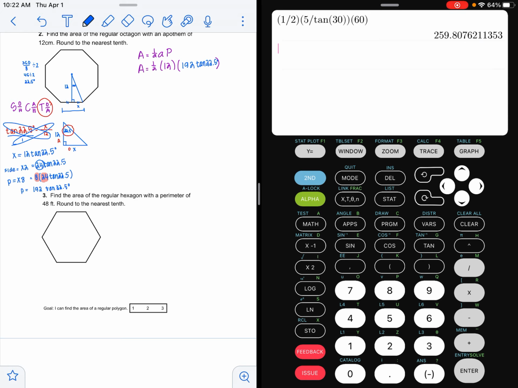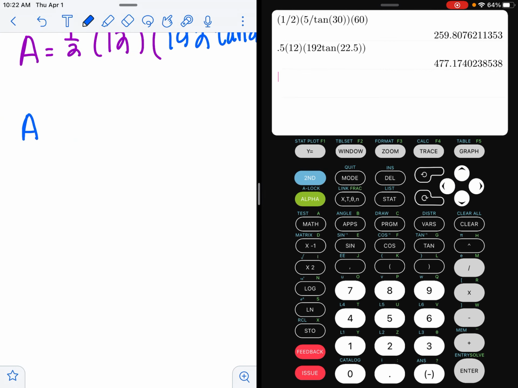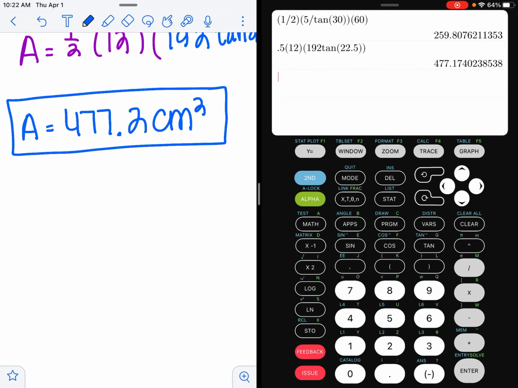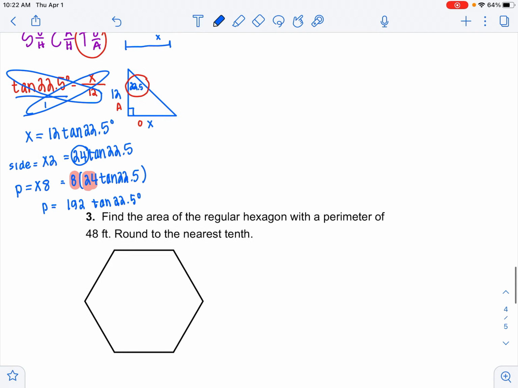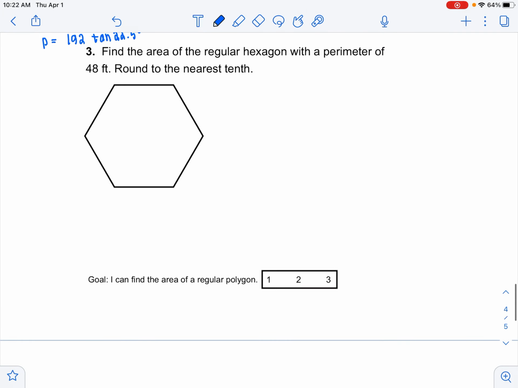All right, you can either do the 1/2 in parentheses again, or you can do 0.5 for half times 12 times 192 tangent of 22.5. Close the parentheses, hit enter. Remember, you're rounding your answer to the nearest tenth, so I'm going to put area equals 477.2 centimeters squared. Okay. All right, let's try one more.